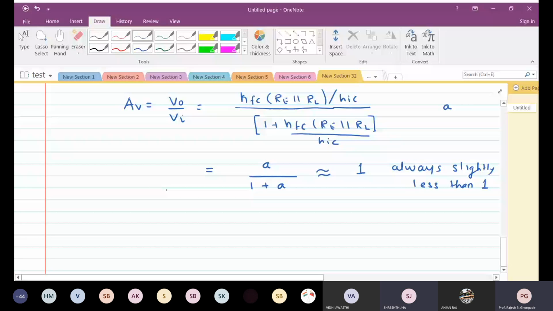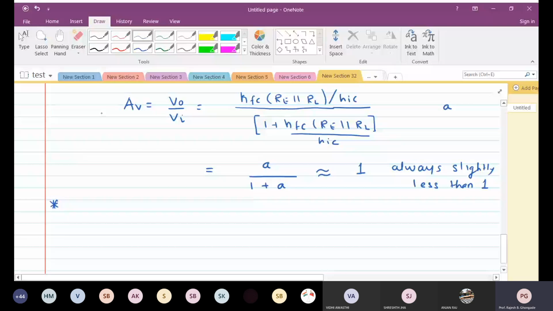Approximately equal to 1, but less than 1 always. Yes? Then why call it an amplifier? This is not a voltage amplifier. Please remember one thing, common collector does not give voltage amplification. Important, very important concept. Write it here.